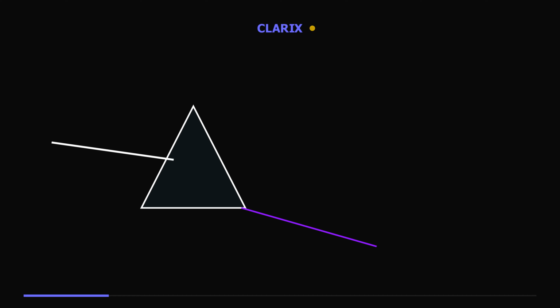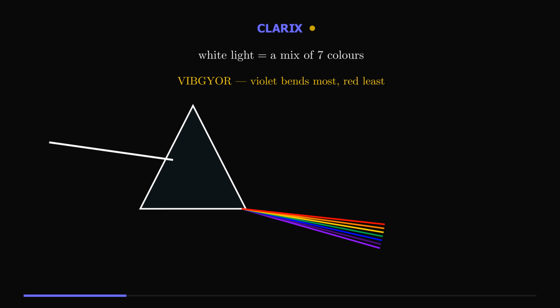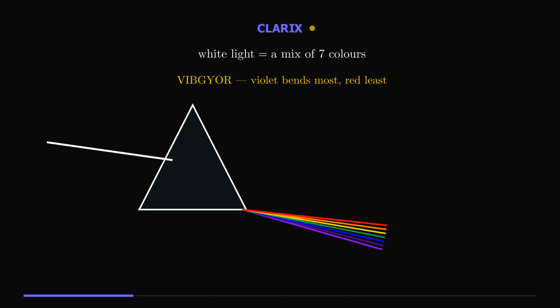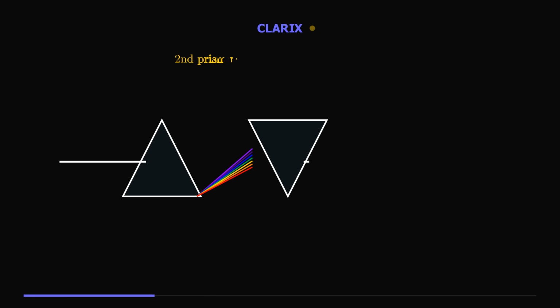Send white light through the prism and it fans out into a band of 7 colors: violet, indigo, blue, green, yellow, orange, red. This splitting is called dispersion, and the band is a spectrum. Why does it split? Because white light is a mixture, and the glass bends each color by a different amount. Violet bends the most, red bends the least, so they separate. Remember it as VIBGYOR. Here's the proof that white light is genuinely a mixture.